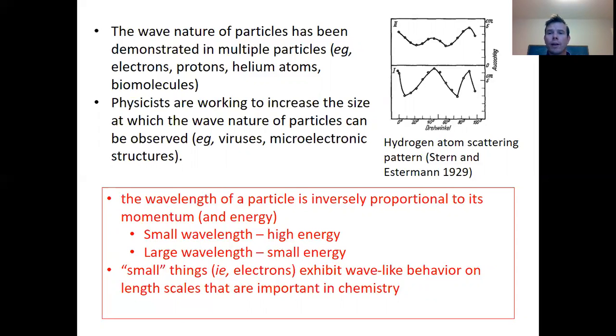And it will turn out, as we'll see in this course, that small things, like electrons, exhibit wave-like behavior on length scales which are critical to chemistry. The reason chemistry happens as it does is because electrons are situated in such a way as to exhibit this wave-like behavior on length scales that are important for atoms and molecules. And that's what we'll talk about in the course.